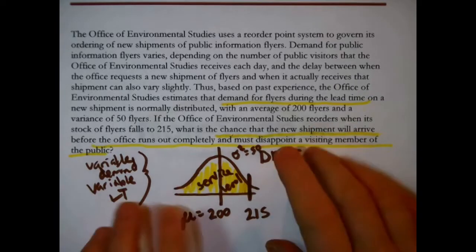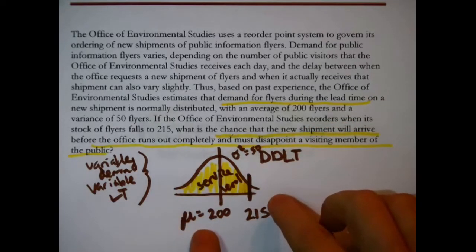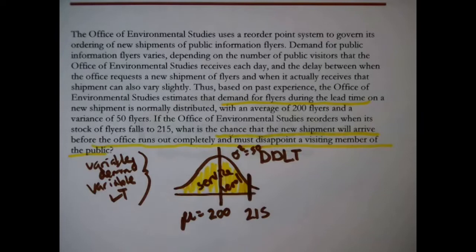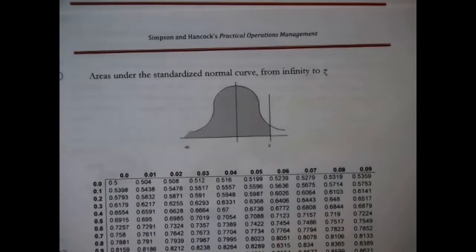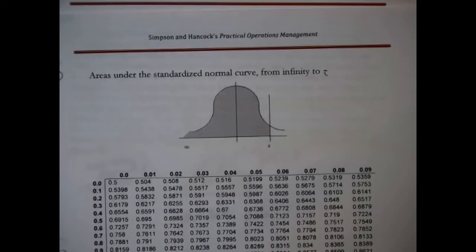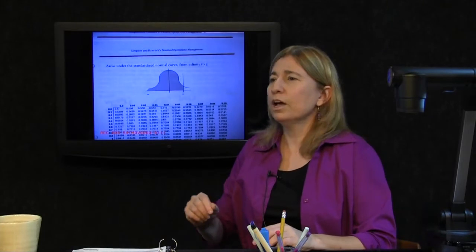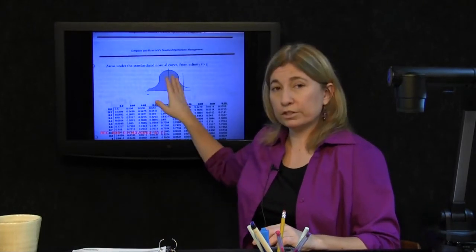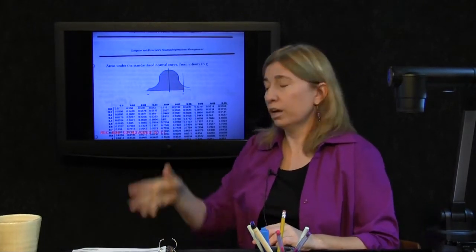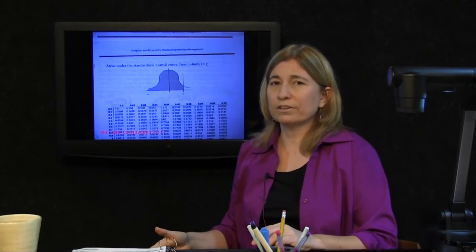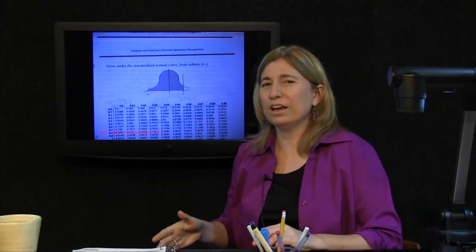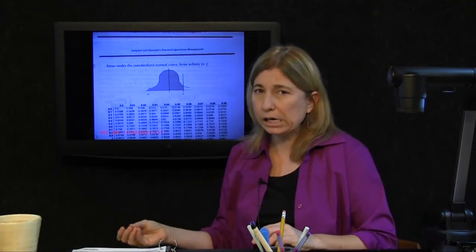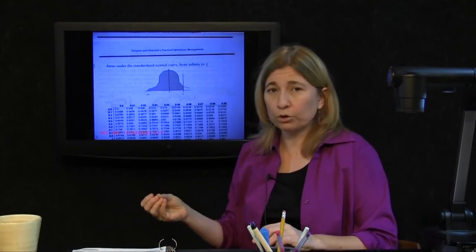Well, I don't have any such table. Not for a curve with a mean of 200 and a variance of 50. But I do have this table. The standard normal table. The standard normal table tells me the area of the curve that's to the left, see the illustration, if I cut the curve at a certain point, given that the curve has a mean of 0 and a variance of 1, that's what the standard normal curve is.